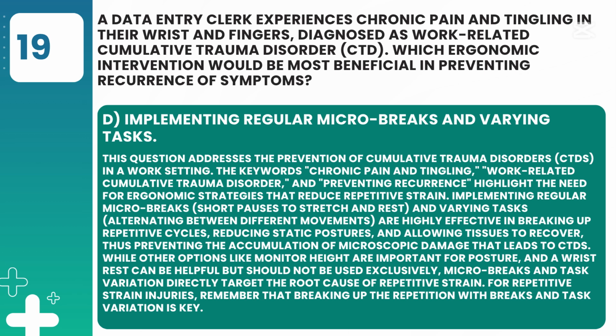Implementing regular microbreaks, short pauses to stretch and rest, and varying tasks, alternating between different movements, are highly effective in breaking up repetitive cycles, reducing static postures, and allowing tissues to recover, thus preventing the accumulation of microscopic damage that leads to CTDs. While other options like monitor height are important for posture, and a wrist rest can be helpful but should not be used exclusively, microbreaks and task variation directly target the root cause of repetitive strain. For repetitive strain injuries, remember that breaking up the repetition with breaks and task variation is key.